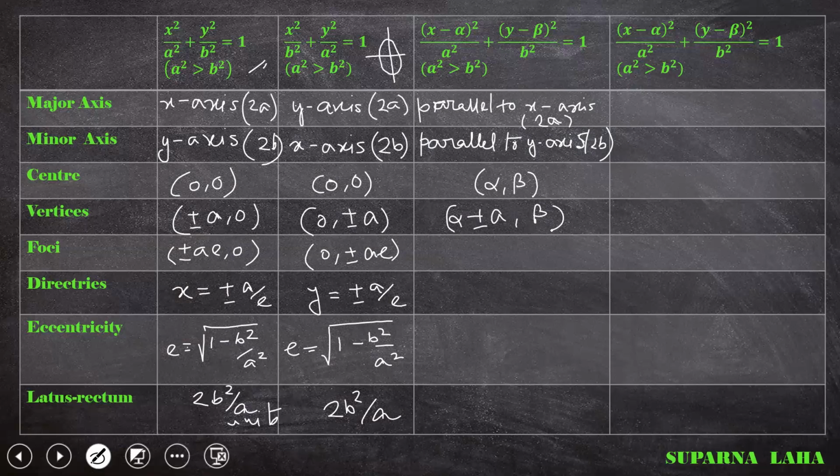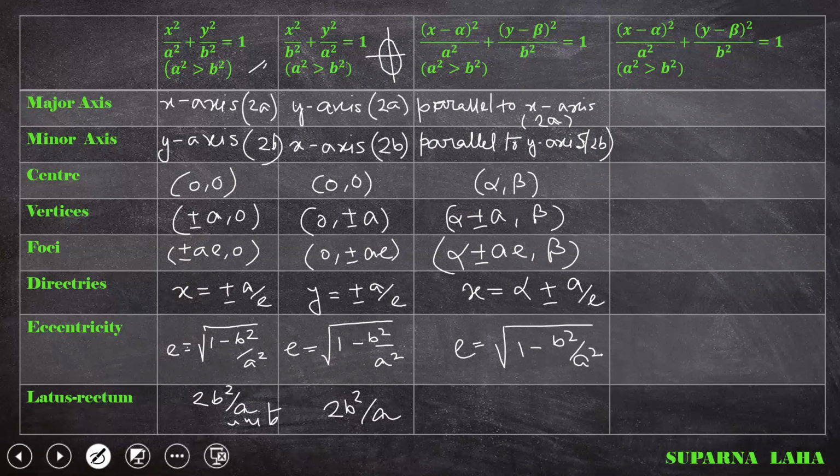Alpha plus minus a comma beta, and the coordinates of the foci are alpha plus minus ae comma beta. Clear? And the equation of the directrices is x equals alpha plus minus a upon e. Clear? So e is under root 1 minus b square by a square. This always remains the same, and the latus rectum 2b square by a units is always the same.